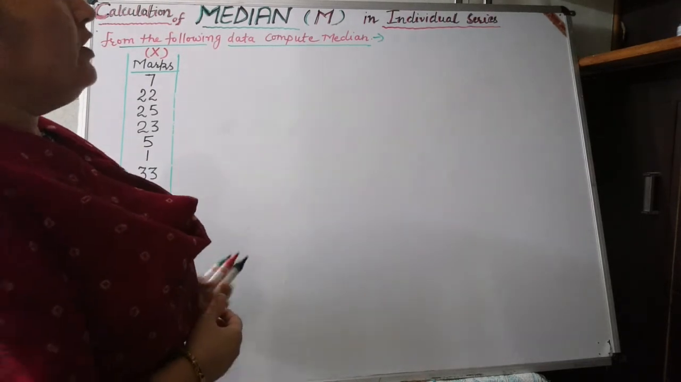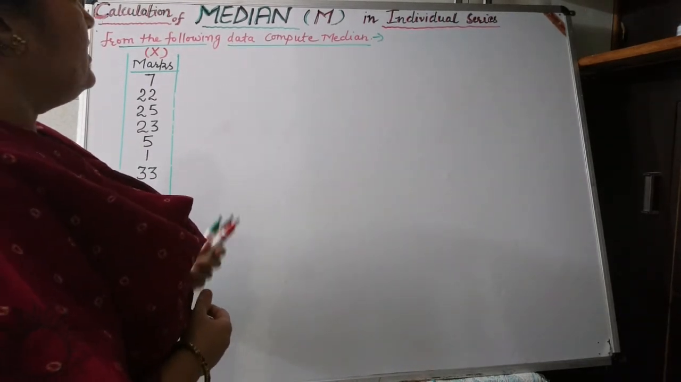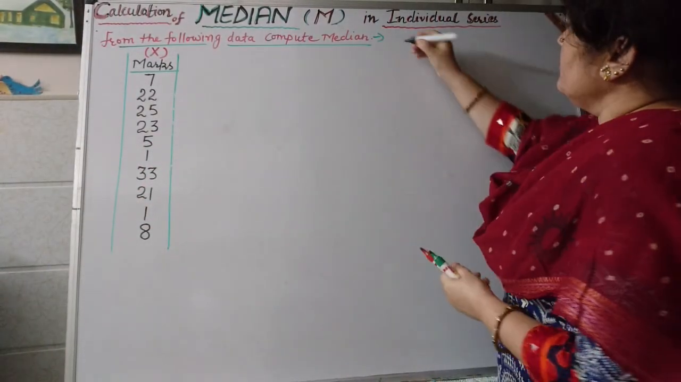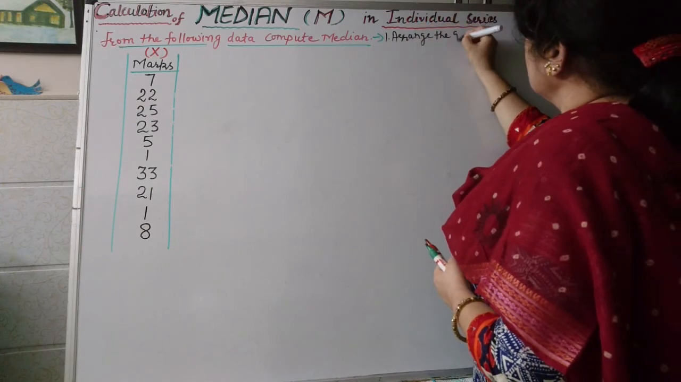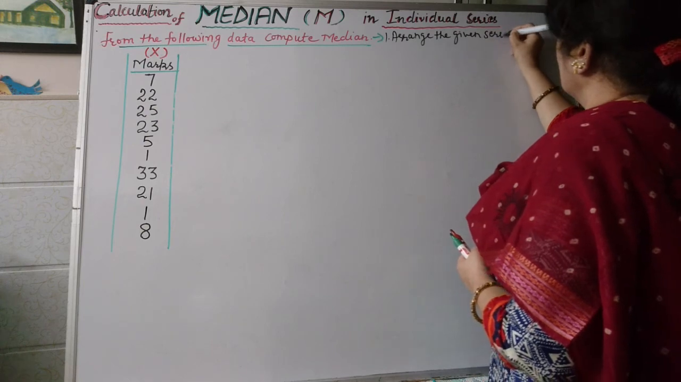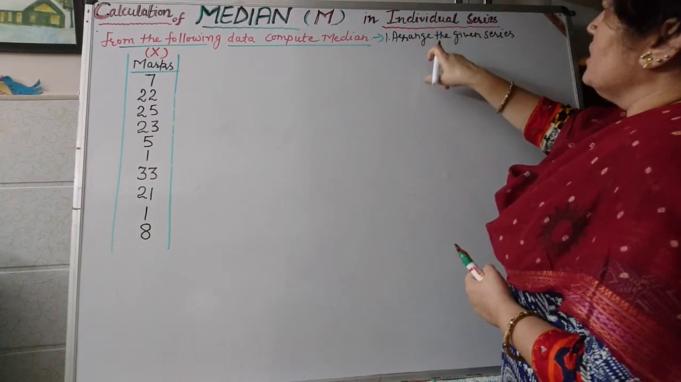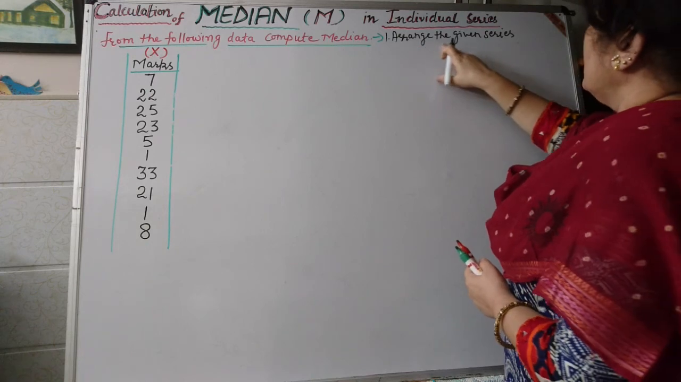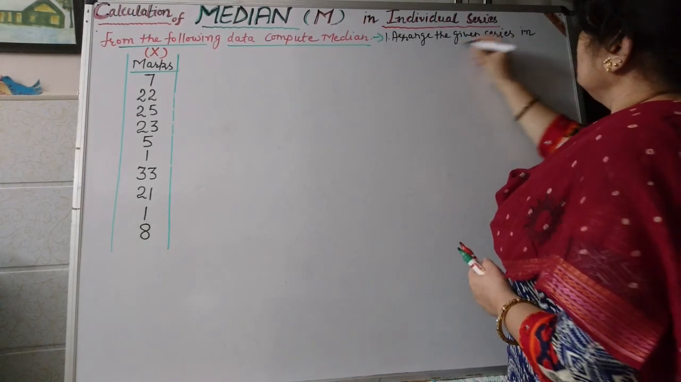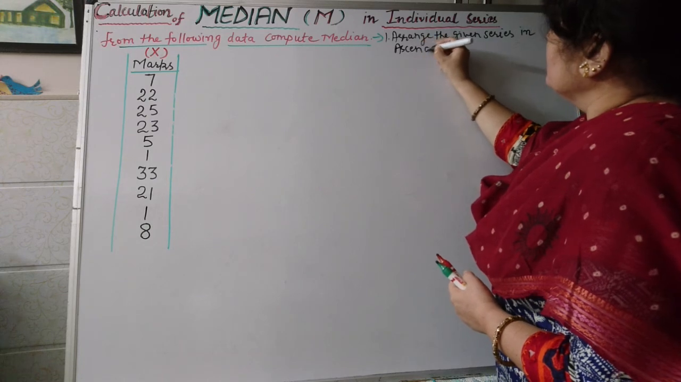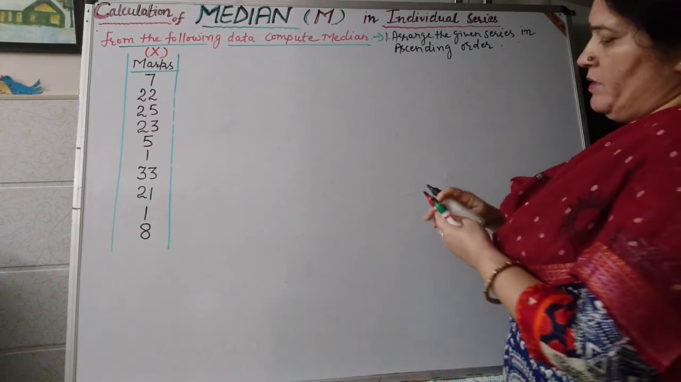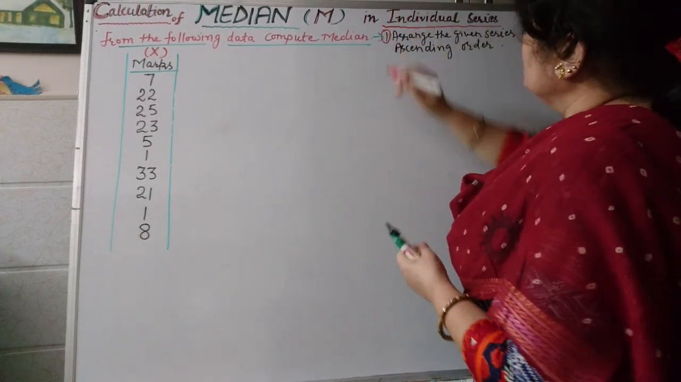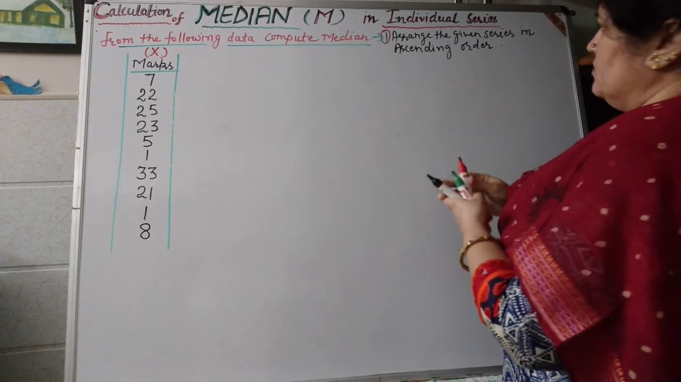We are starting from individual series. As we start median, two precautions must be kept in mind. Number one, first of all, arrange the given series, whether it is given as an individual series, discrete series or continuous series, in ascending order. This is the first and foremost requirement. Without this we can't operate our sum.